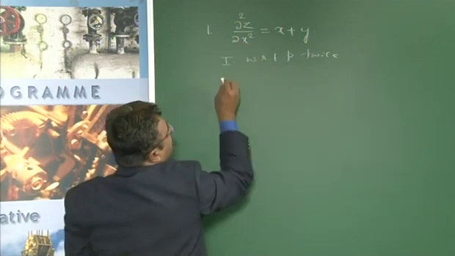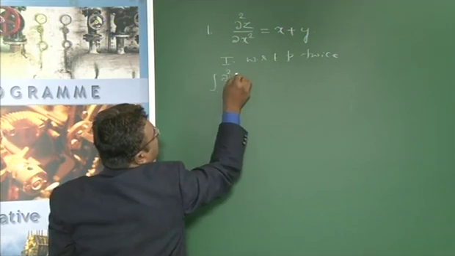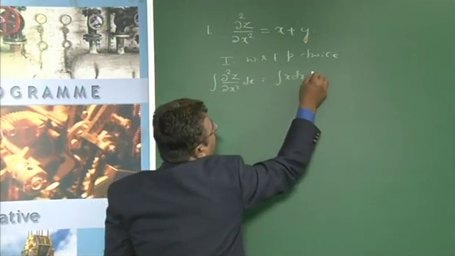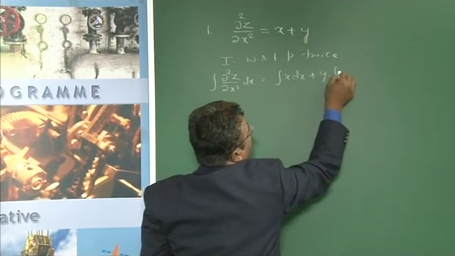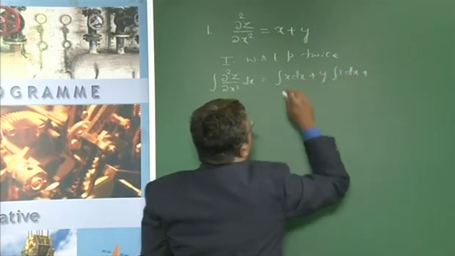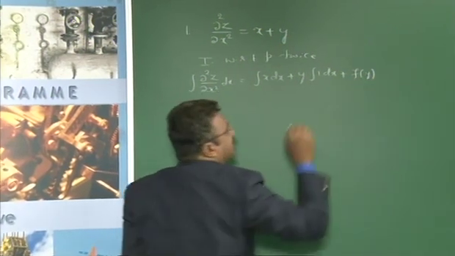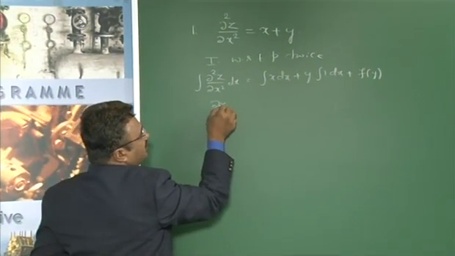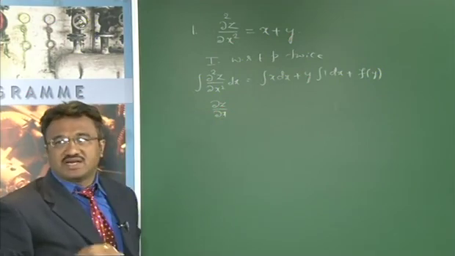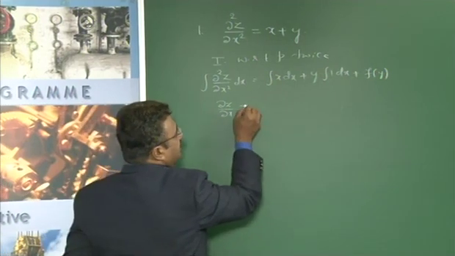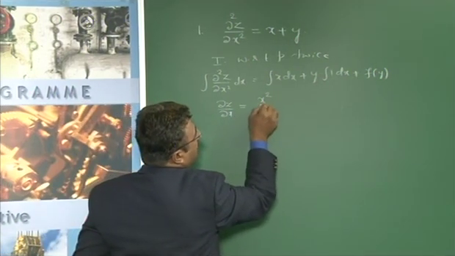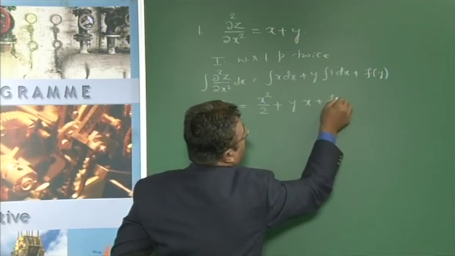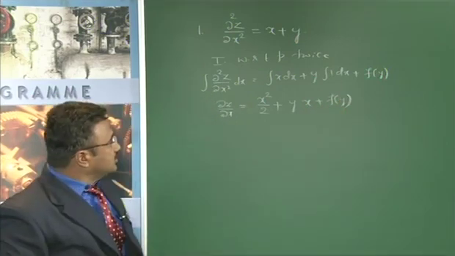To integrate with respect to x twice, the first time we get del squared z by del x squared dx equals x dx plus, with respect to x, y treated as a constant, 1 dx, plus, since with respect to x the constant is treated as a function, f of y. After integration, one of the derivatives is cancelled because of the anti-derivative, and we get only del z by del x. The integration of x with respect to x gives x squared by 2 plus, y being a constant, x, plus f of y. So this we get now.